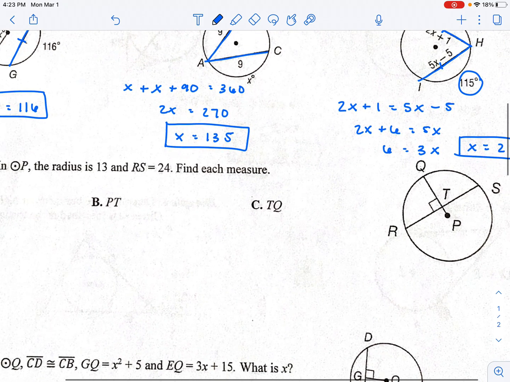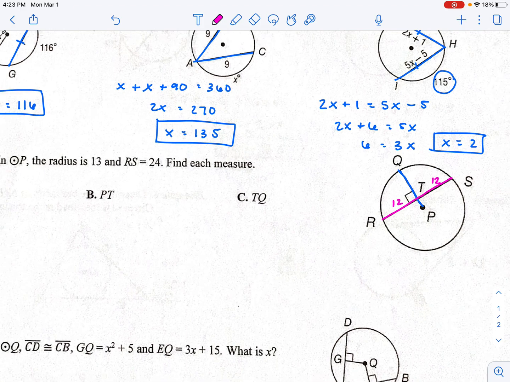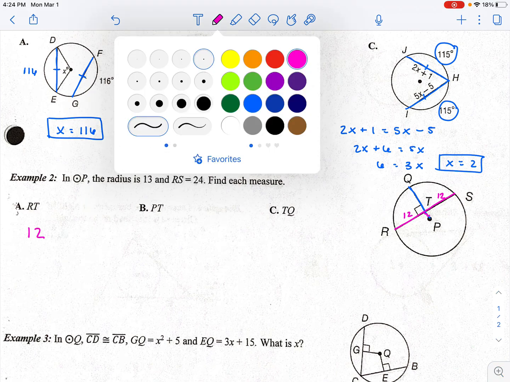All right, for this one, it says the radius in this problem is 13. Okay, so QP is 13. And it says that RS is 24. And if RS is 24, we know that the radius is cutting that in half, so it means that this is 12 and this is 12. So let's see what we know here. It says RT. Well, we know RT is 12. TP. So we have to find this little part right here.